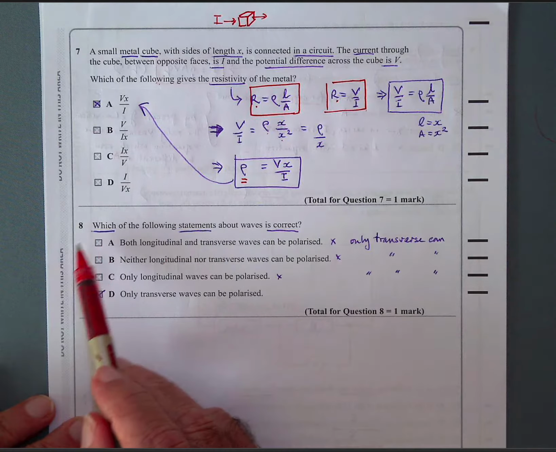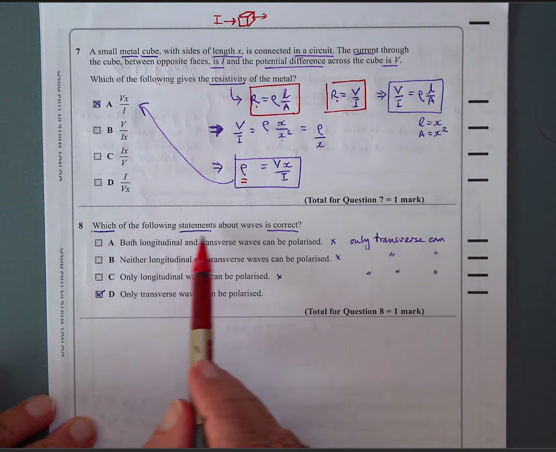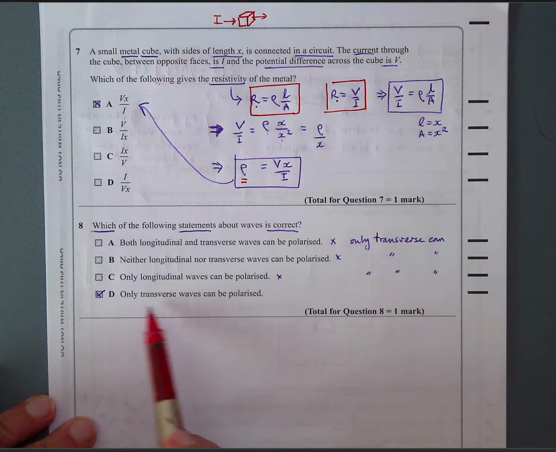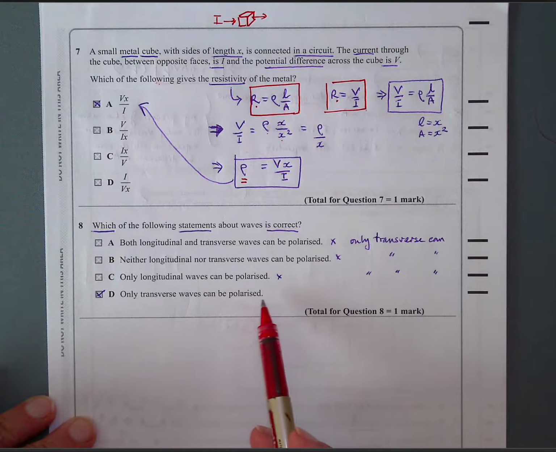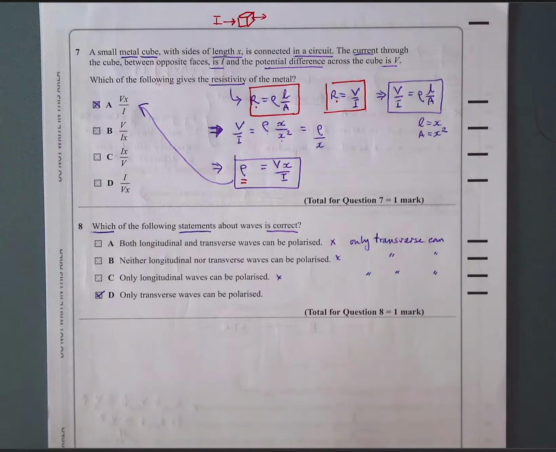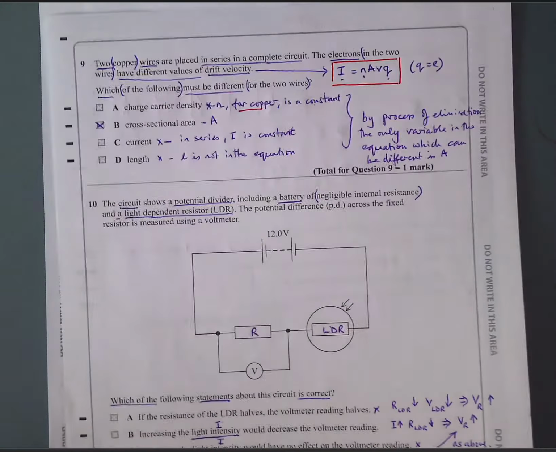And question 8. Which of the following statements about waves is correct? Well, the answer is D. Only transverse waves can be polarized. There is no point in spending more time on this question. You want to find direct routes to the answer, and with knowledge questions, you either know them or you don't. All the others are wrong. You need to find out. If you don't understand this, go and do some revision.